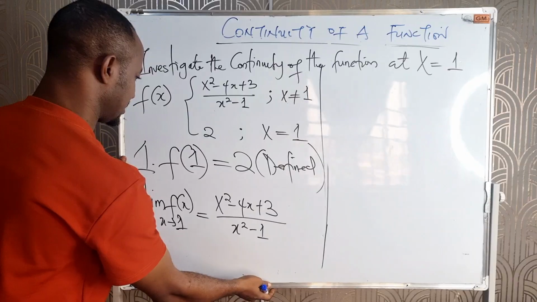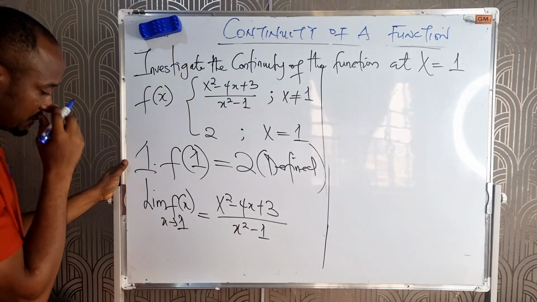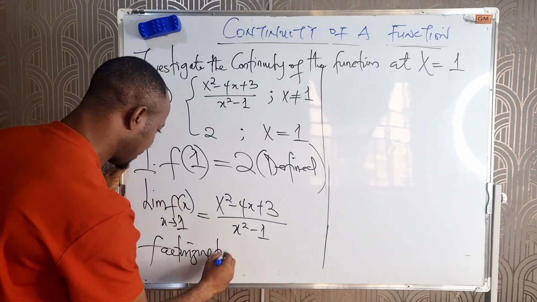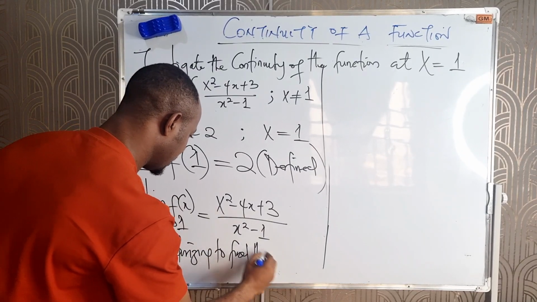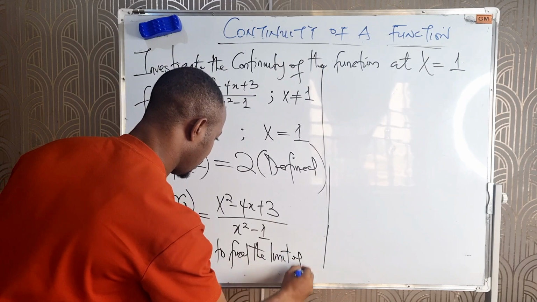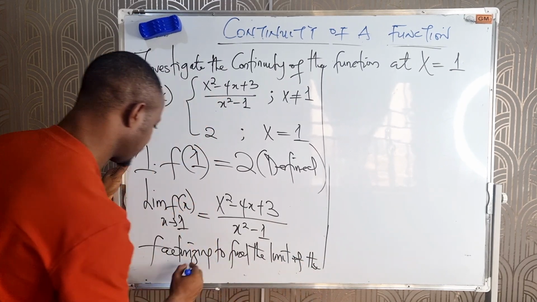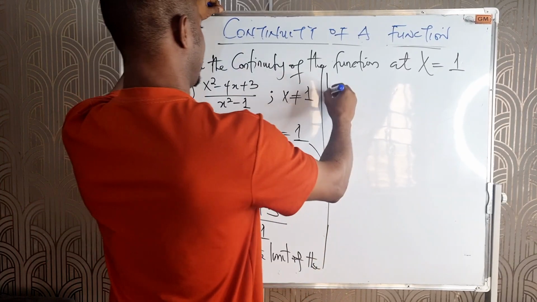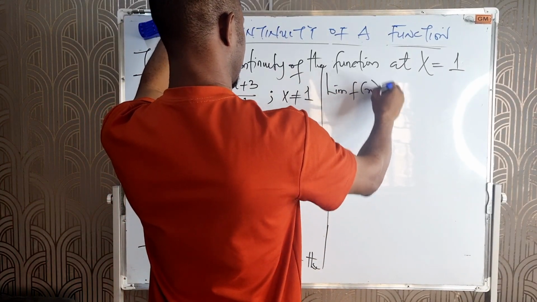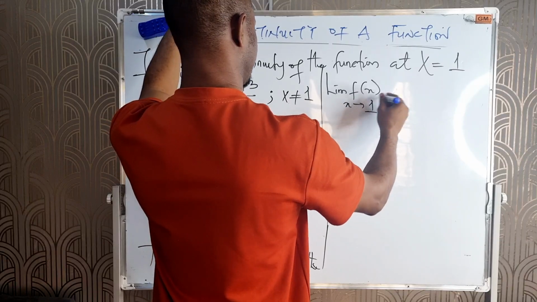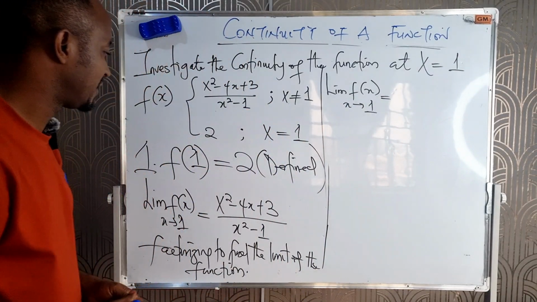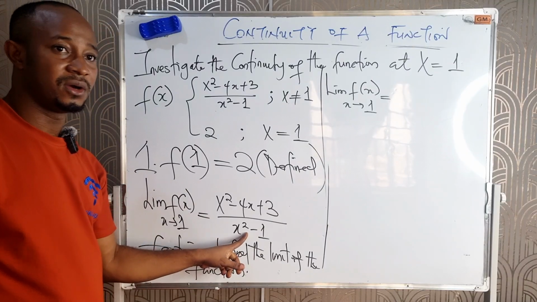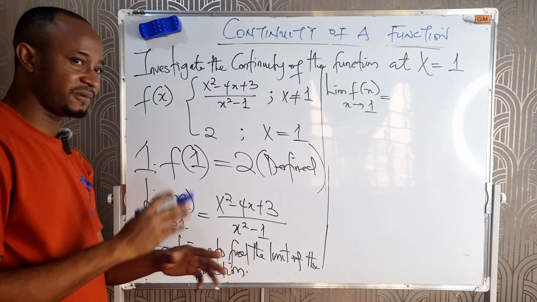So let's factorize, to find the limit of the function. So we have the limit of f of x as x approaches 1. Now let's factorize it. This is a quadratic expression, so we can factorize, right? The denominator we can also factorize using what we call difference of two squares.